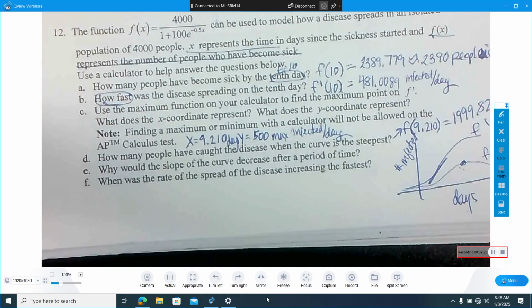Why would the slope of the curve decrease after a period of time? Because so many people have already caught the disease, it's finding it harder to find people who haven't yet, all right? They've got the antibodies already. They're reaching a concentration. All right.